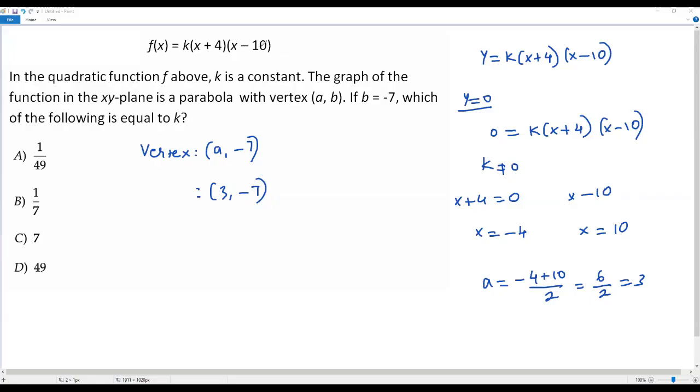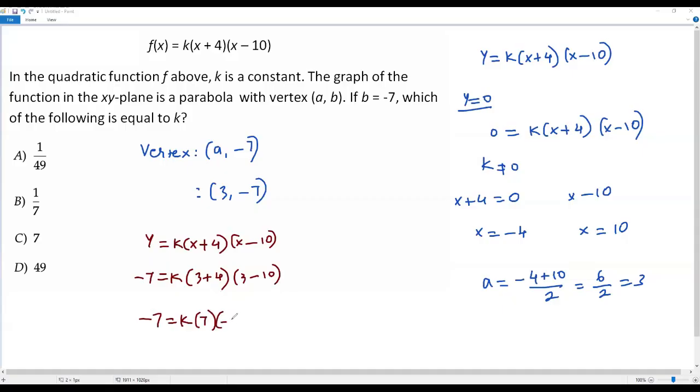The equation of the parabola is nothing but the quadratic function we have over here. In this quadratic function, we can replace f of x by y. Then I get y equals k times (x + 4) times (x - 10). Since the vertex is on the parabola, let's plug in the x-coordinate 3 for x, and the y-coordinate -7 for y. Then I get -7 equals k times (3 + 4) times (3 - 10). 3 + 4 is 7 and 3 - 10 is -7. Then we get -7 equals k times, when I multiply 7 and -7, I get -49.